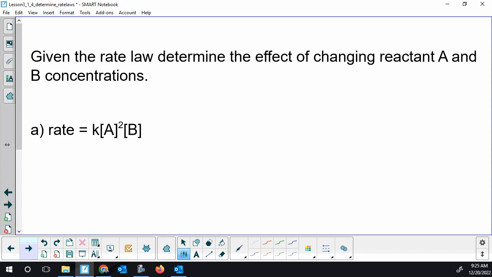Okay. So given a rate law, we're not determining it, we're using it again, trying to make sure we're really comfortable with the meaning of the powers. So rate is K times second order for A and first order for B. And what would happen to the rate if the concentration of A doubles and the concentration of B doubles? What would that do to the overall rate?